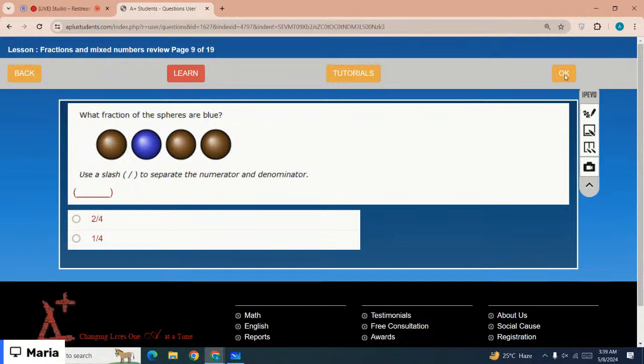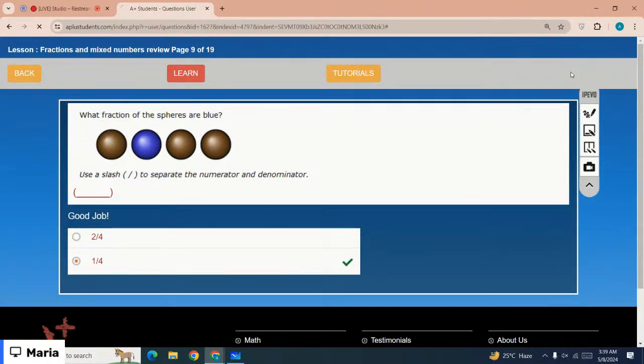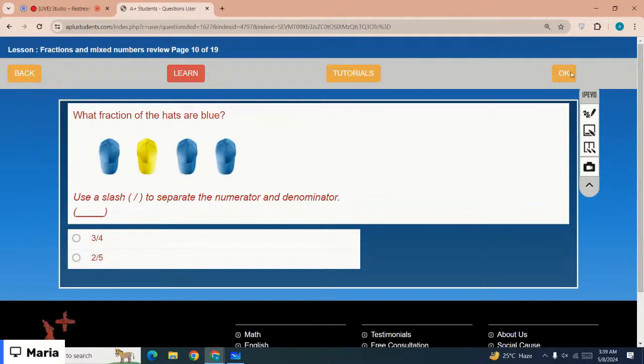What fraction of the spheres are blue? Which is the correct option? That would be 1 out of 4. The correct option is 1 out of 4. What fraction of the hats are blue? Which is the correct option? That is 3 out of 4, right? Okay, you can complete the lesson by yourself later today.